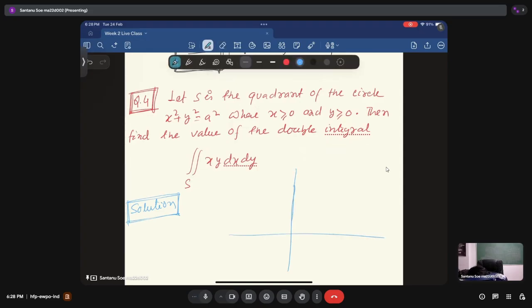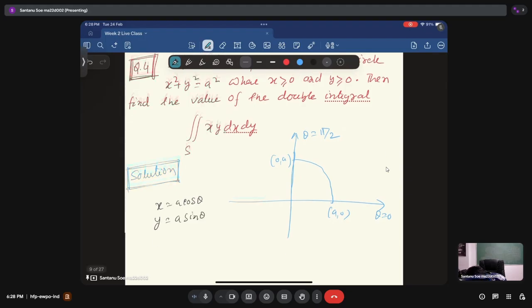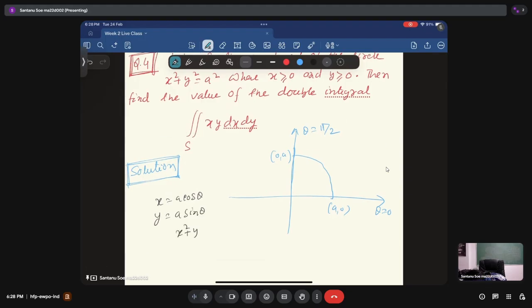So this is the region. This is x square plus y square equals a square. So this is a comma 0. This is 0 comma a, correct? And here, this is the line theta equals 0. This is theta equals pi by 2, correct? So we'll put x equals a cos theta and y equals a sin theta. So this will imply x square plus y square equals a square.